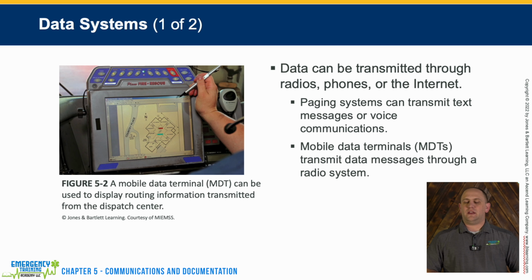We also have data systems, and these are becoming more and more popular. And what you'll see is mobile data terminals. These will be actually located, specifically we see them in our vehicles, but sometimes they'll be at a base location, and they can be used to transmit radio communications, phone, or internet. All of your information can come through in that screen, and you can just see everything available for you.